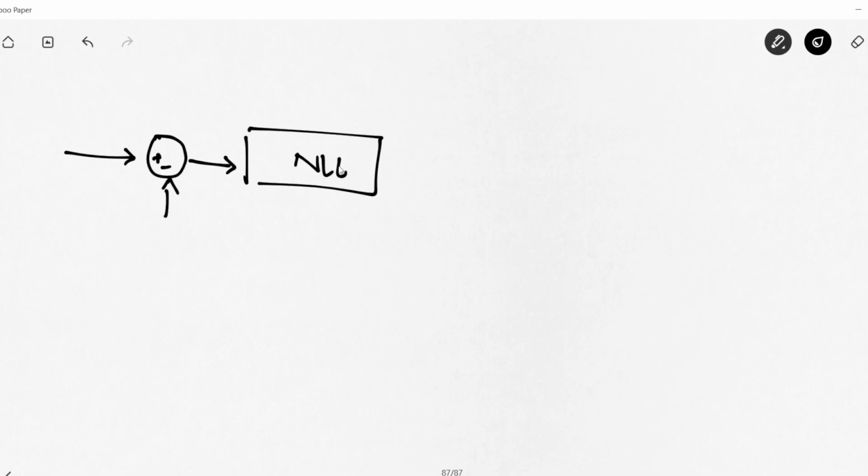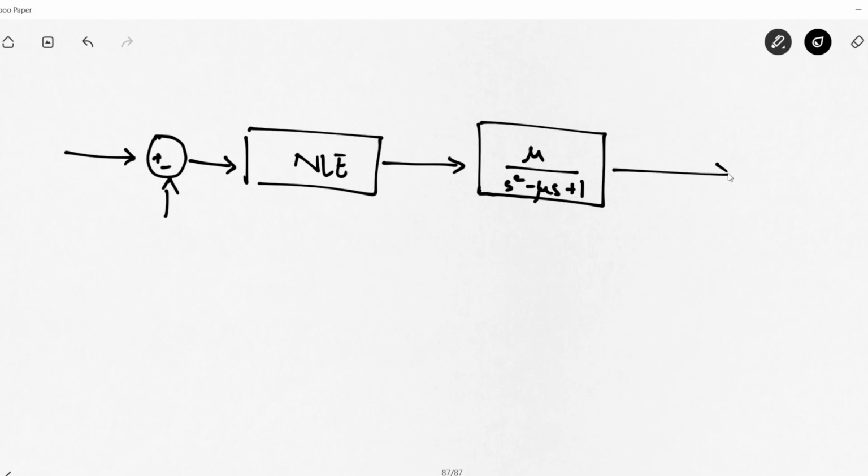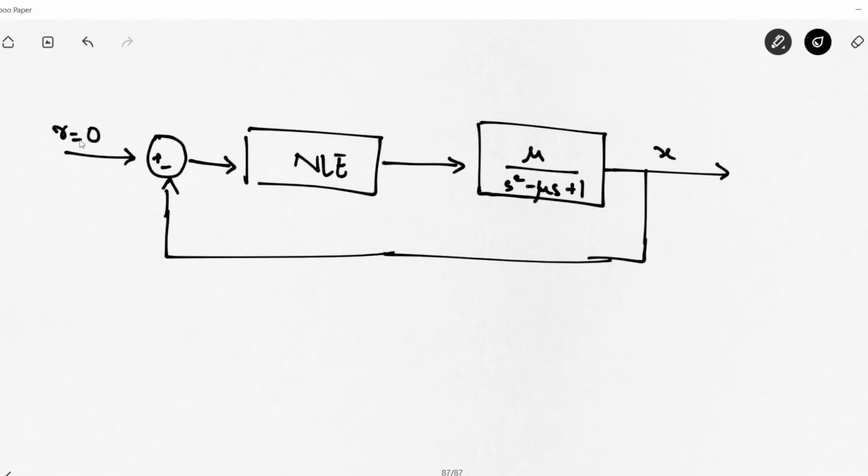So we can now say that we have a unity feedback system wherein there is a nonlinear block, which we'll see in a moment. And we have the linear element, which here is mu divided by s square minus mu s plus 1. This gives us, say, x, and this x is being fed back into the system, where it is multiplied again with this transfer function. So this is our block diagram representation, and we can have the input r equal to 0, so this is an unforced system.